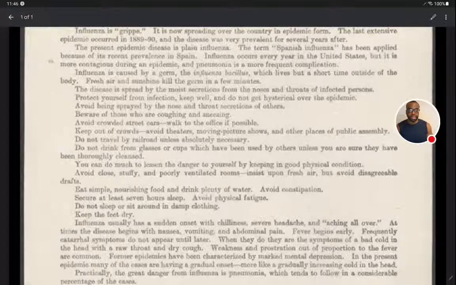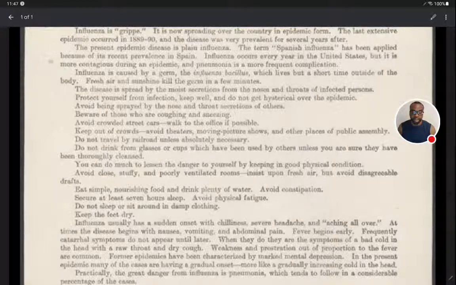Secure at least 7 hours of sleep. Avoid physical fatigue. Do not sleep or sit around in damp clothing. Keep the feet dry. Influenza usually has a sudden onset of chilliness, severe headache, and aching all over. At times the disease begins with nausea, vomiting, and abdominal pain.